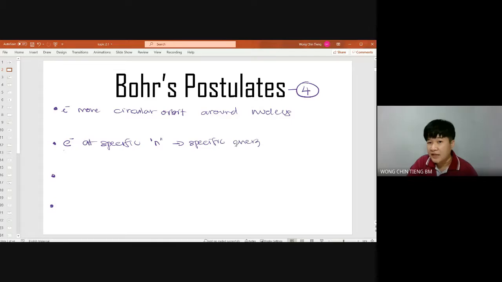Alright? Every electron will sit in a specific N. Dia akan duduk pada shell yang tertentu. Dan electron yang duduk pada shell yang tertentu akan ada tenaga yang tertentu. Alright? When I use the word specific means, kita boleh kira. Sekejap lagi kita akan tengok macam mana kita boleh kira. Okay? The third one, Fanzini.